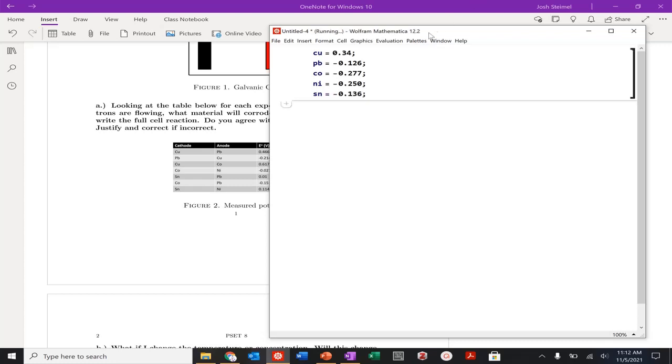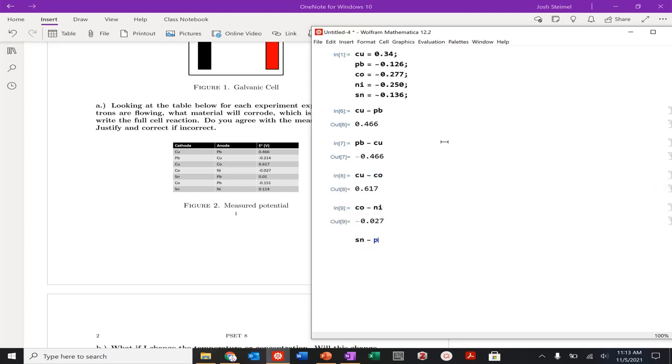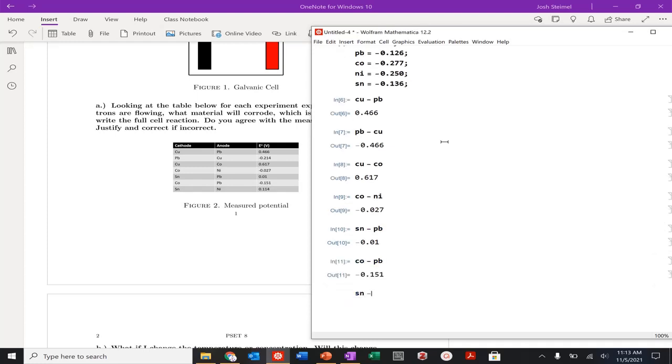Perfect. All right. So whenever I'm looking at my E naughts, I do my cathode minus my anode. So Cu minus Pb, agree with that. Pb minus Cu, I don't agree with that one. Co minus Ni. Sn minus Pb. Co minus Pb. And Sn minus Ni. So these are where our electrons should be. These are actually the correct values. So there are some issues, as you can see in this cell.